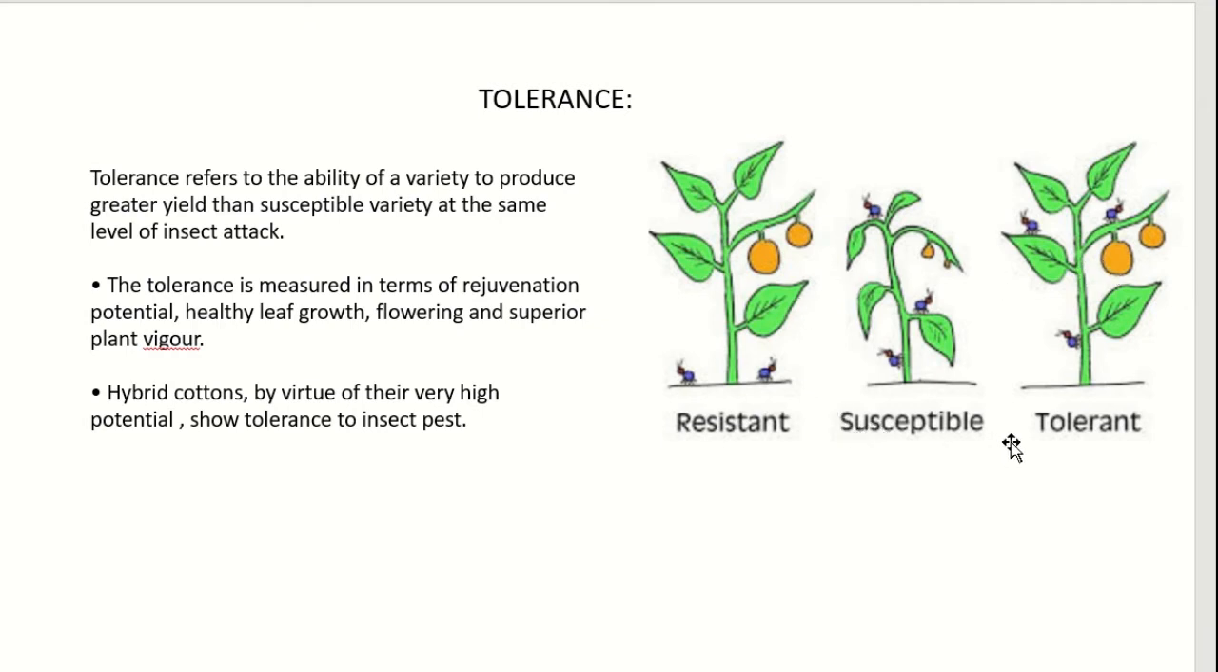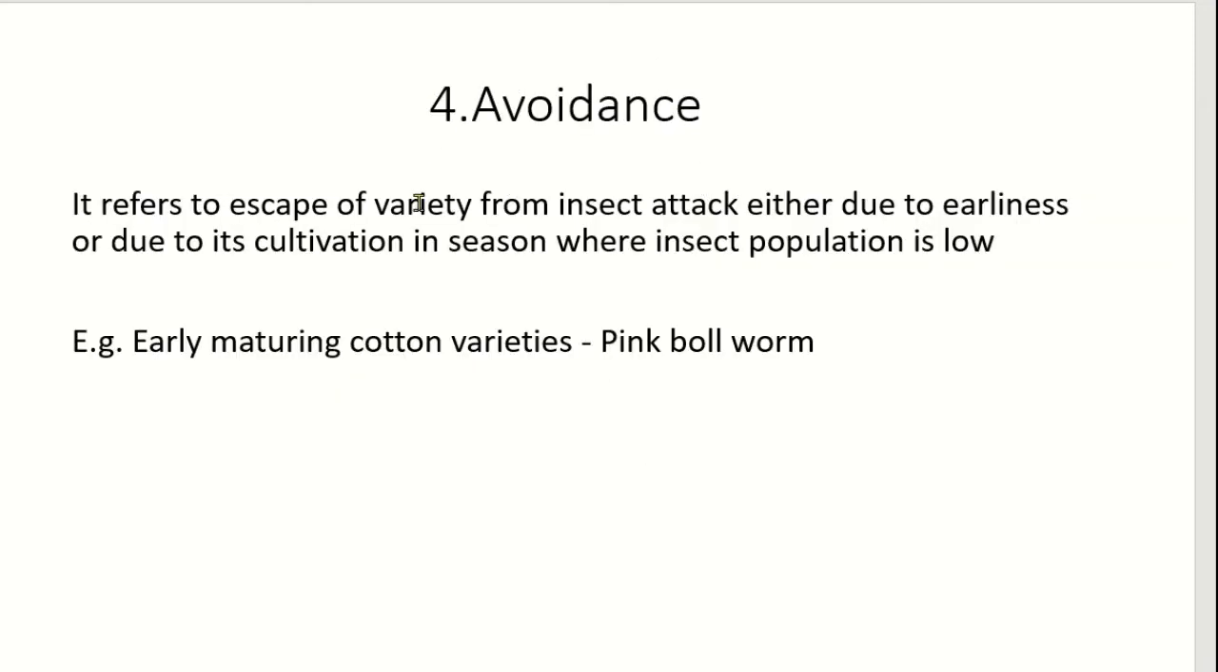In case of a susceptible variety, when the insect infests the plant body, the yield will tremendously decrease because the photosynthetic activity is well decreased. So this is the mechanism of tolerance. And the last thing and the most important one is avoidance. What is avoidance? It refers to the escape of a variety from insect attack, either due to earliness or due to its cultivation in seasons where insect population is low. For example, early maturing cotton varieties for pink bollworm.